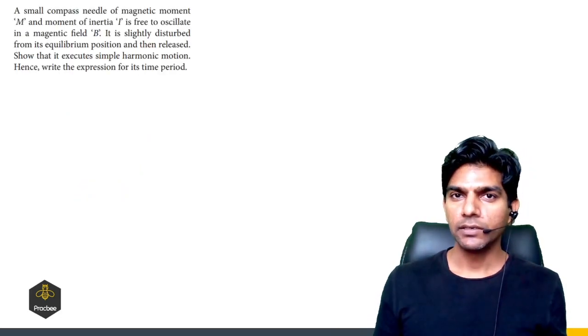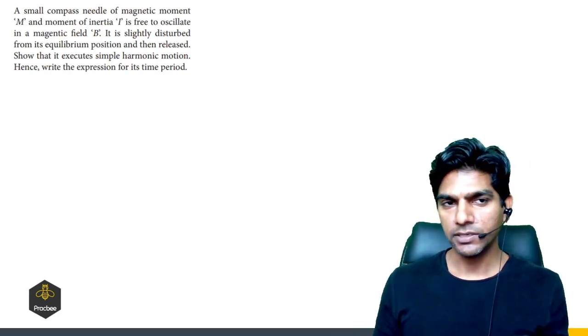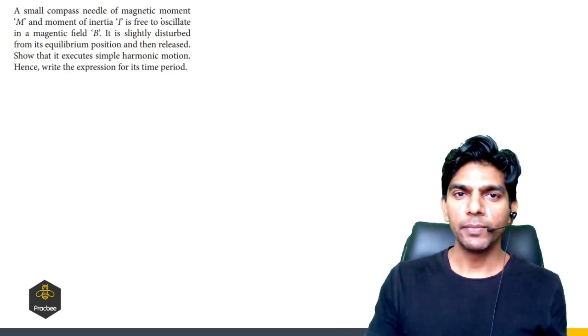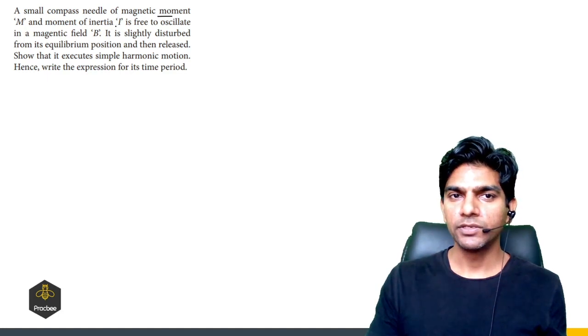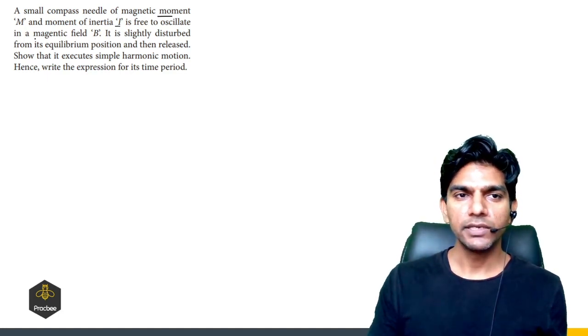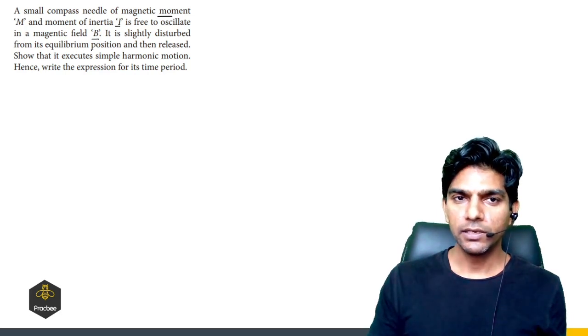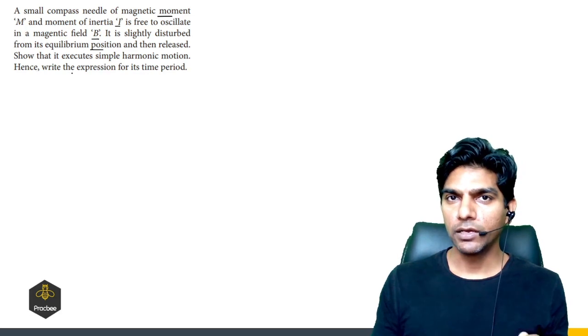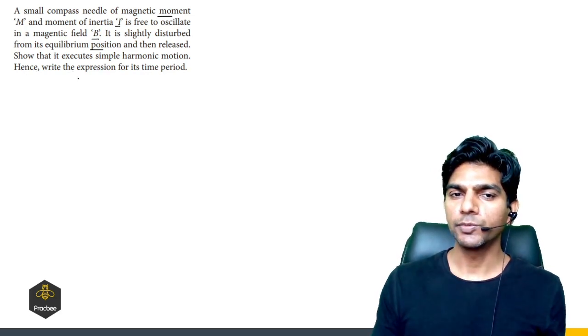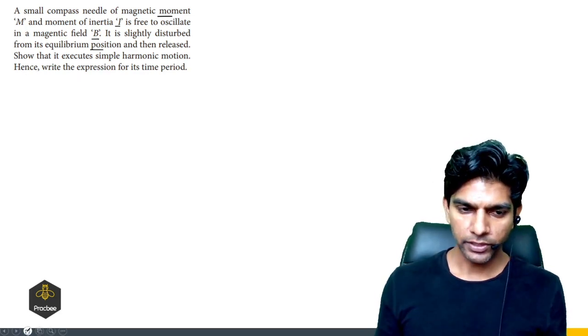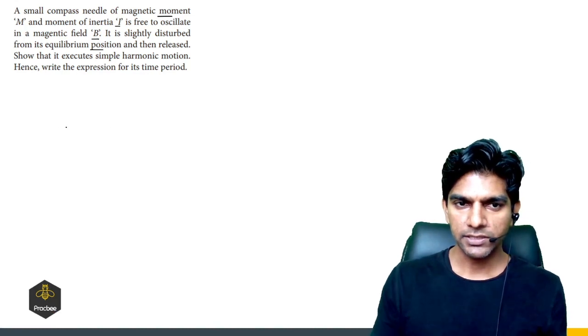Now let us see a question which can be asked from this concept. A small compass needle of magnetic moment M and moment of inertia I is free to oscillate in magnetic field B. It is slightly disturbed from its equilibrium position and then released. Show that it executes simple harmonic motion, hence write the expression for its time period. Okay, let me draw the diagram. So let us say the magnetic field is in this direction.